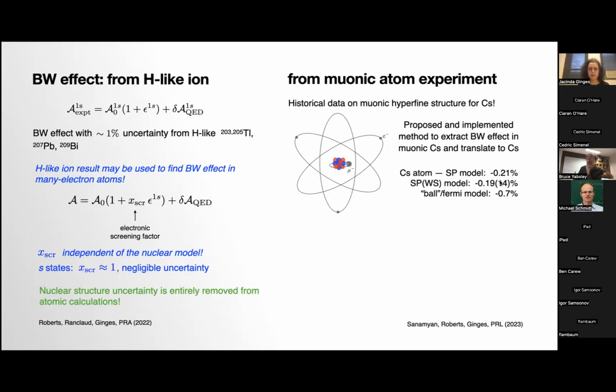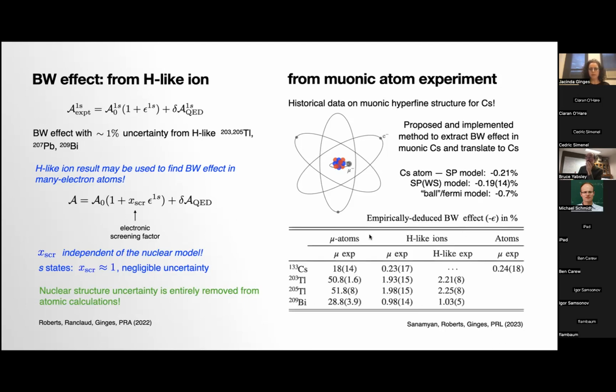This is just reminding you of some of the Bohr-Weisskopf effects for the cesium atom. Single particle model, it's minus 0.2%. The Bohr model, it's minus 0.7%. Remember, there was a 0.5% difference between them. And this shows the results at different stages for the empirically deduced Bohr-Weisskopf effect from muonic atoms to neutral atoms. We were able to test our procedure because there is experimental data not only for muonic thallium and bismuth, but also hydrogen-like data for thallium and bismuth, as I mentioned. So let's have a look at what we did, and I'll explain.